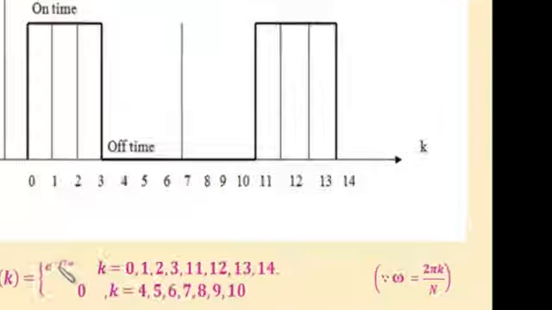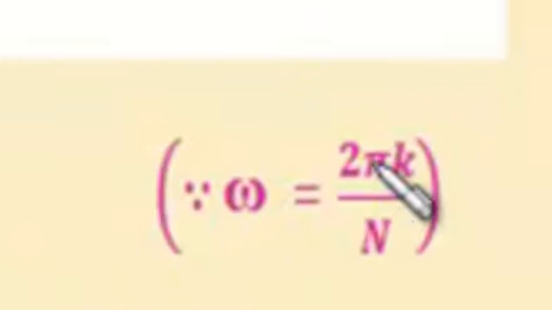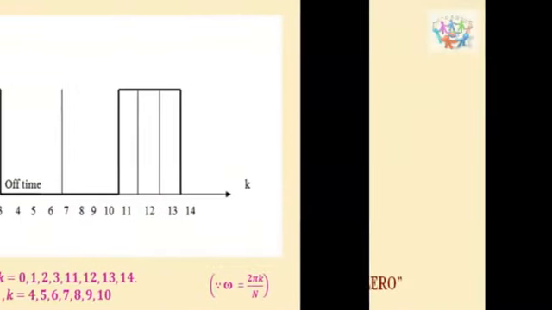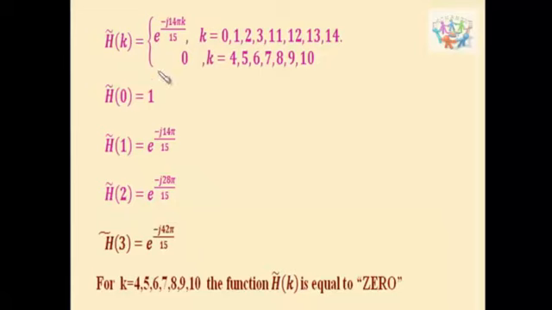Now we have to substitute this omega with the formula 2 pi k by n, and the value of n is there in the question already, which is 15. Now substituting that omega value, we have e power minus j 14 pi k by 15. Now we have to find the values for h of 0 to h of 14. For k values 4, 5, 6, 7, 8, 9 and 10, we don't have to find since it is already defined as 0.